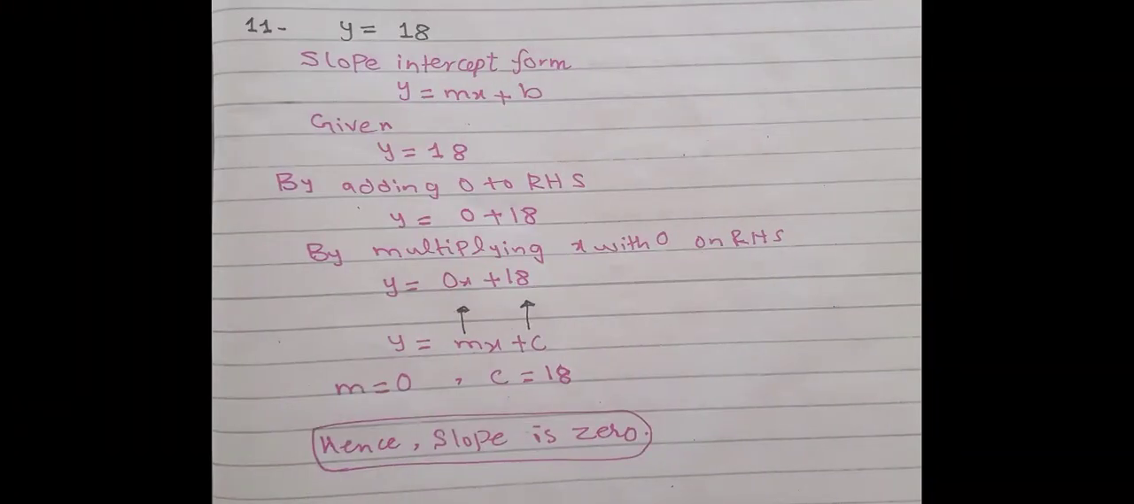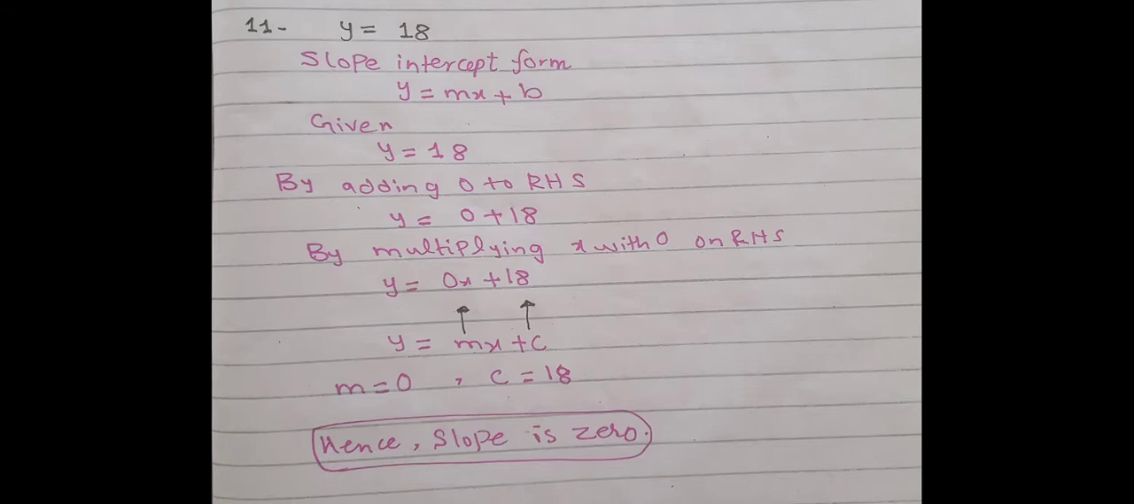Question number 11, y equals 18. Slope-intercept form is y equals mx plus b, and it is given that y equals 18. y equals something constant, as we studied in the previous video, that y equals k, something constant, y equals 18. Adding 0 to the right-hand side does not change the equation, and multiplying 0 with x also does not change the equation, and we can write y equals 0x plus 18.